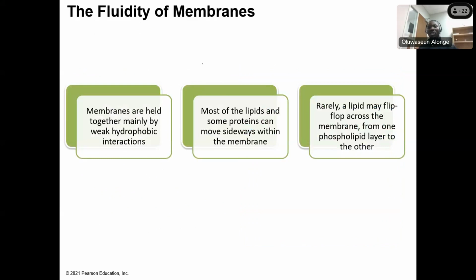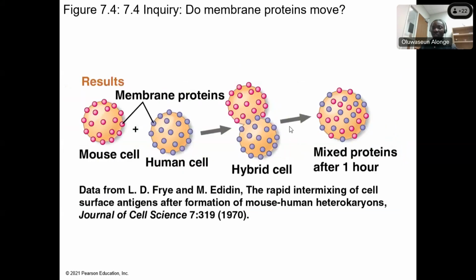All right. Now, membranes are held together mainly by weak hydrophobic interaction, right? Most of the lipids and some proteins can move sideways within them, which is why it's called fluid mosaic. The proteins are not just static, they are able to move. Rarely, a lipid may flip-flop across the membrane from one phospholipid layer to the other.